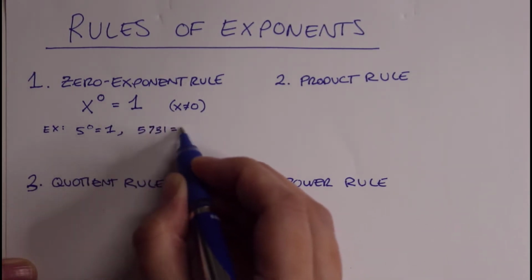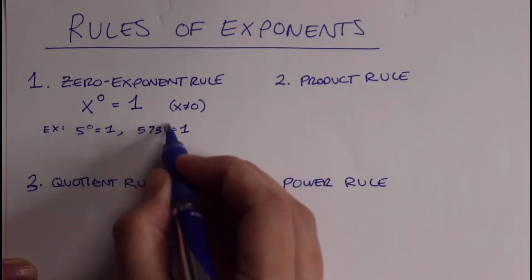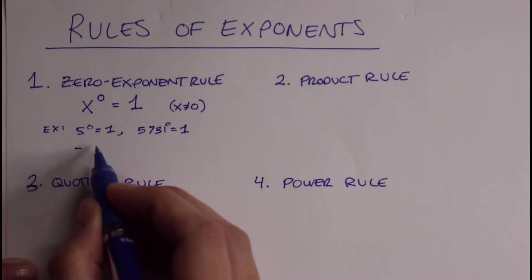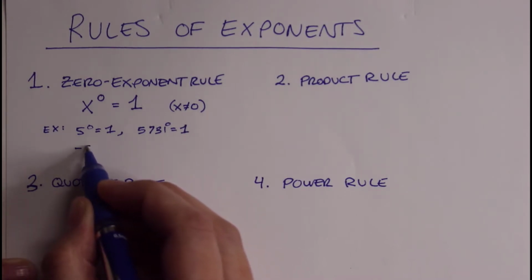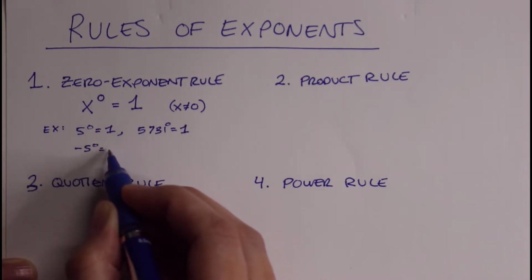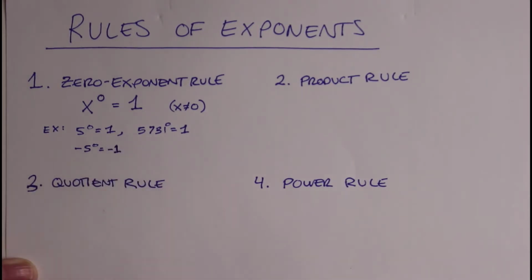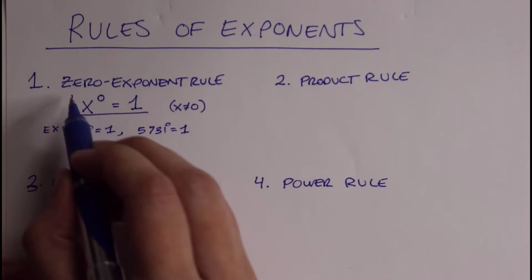5,731 to the 0 is 1, okay. If you have a negative though, just the negative stays, so be careful. This would be negative 5 to the 0, which is negative times 1, so negative 1. Alright, and that is your zero exponent rule.